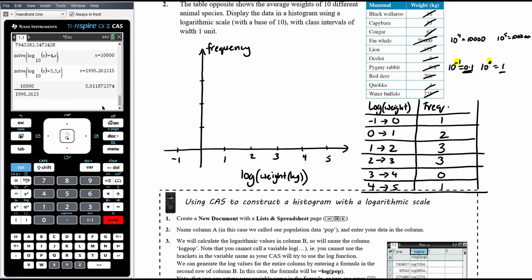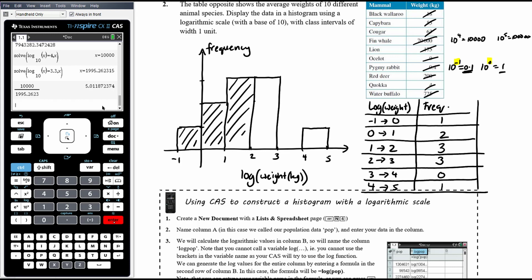Between -1 and 0 there is 1. It's 2 between 0 and 1. 3 between 1 and 2, also 3 between 2 and 3, 0 between 3 and 4, and then 1 between 4 and 5. You might choose to shade or colour your histogram. Right, and there we've created a histogram with a log scale.